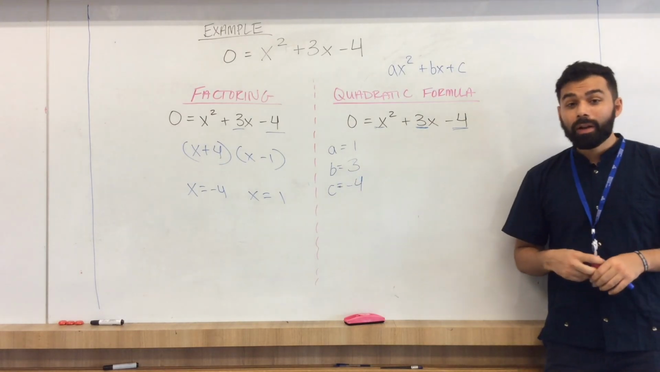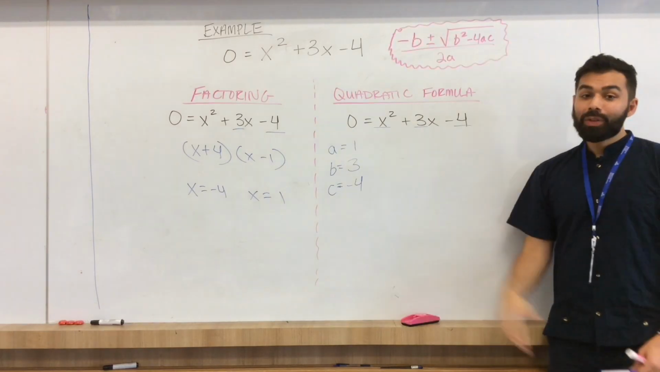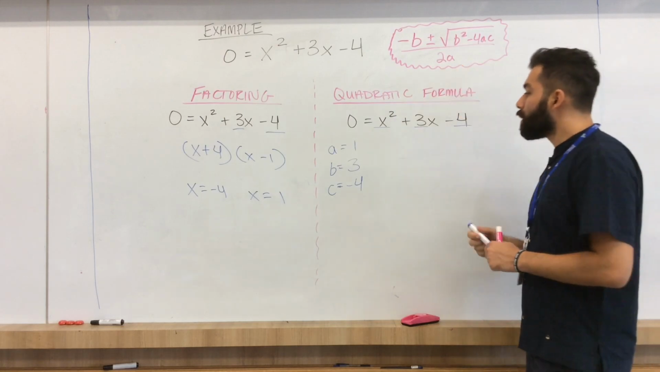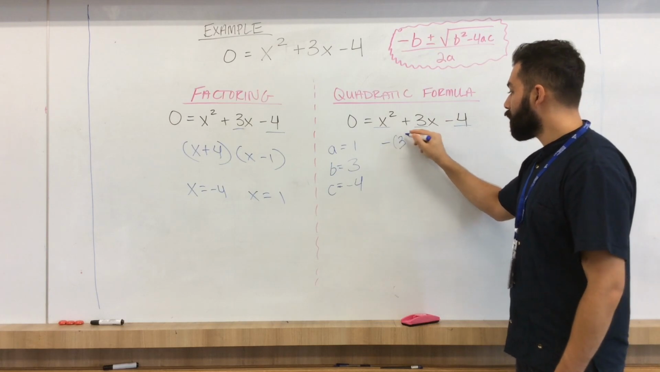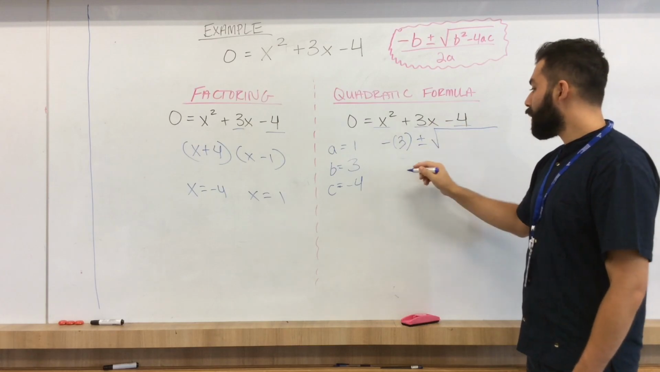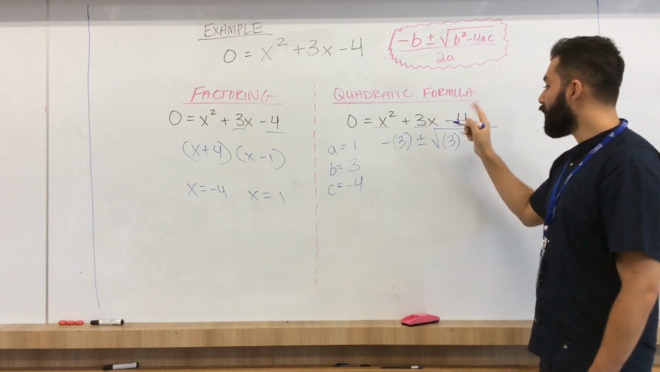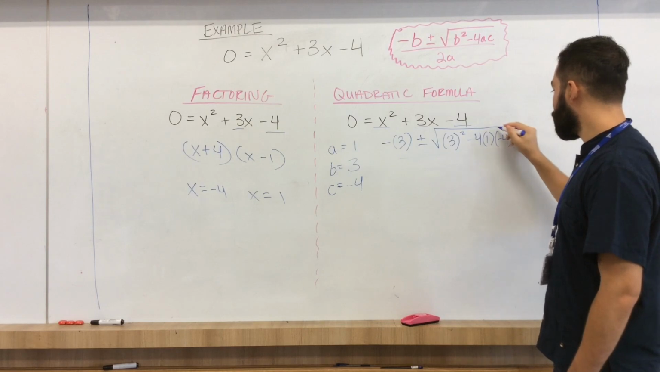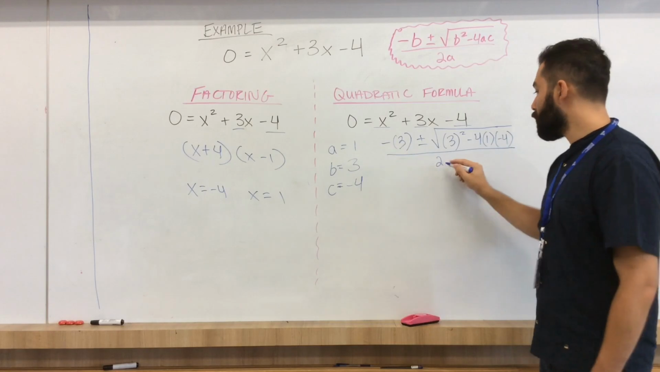Now, if you forgot your quadratic formula already, I'll do you a favor, I'll place it right here. So we are ready to put this back in our formula. We have a, b, and c ready. We just need to go back and plug it back in. So I have negative b, which is negative 3, plus or minus the square root of b squared, which is 3 again. So 3 squared minus 4 times ac, times 1 times negative 4, all over 2a, which is 2 times 1.